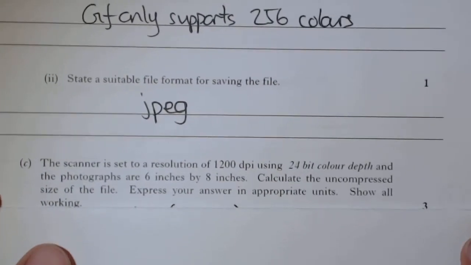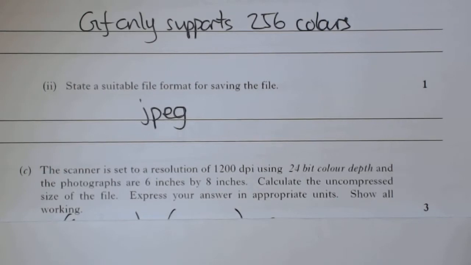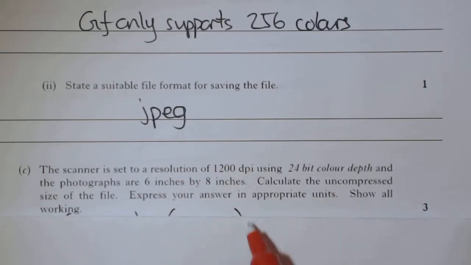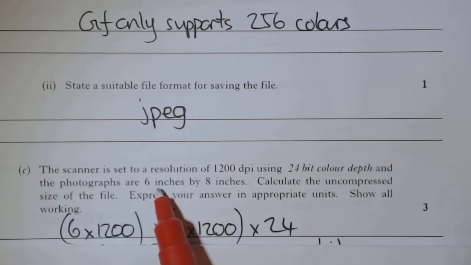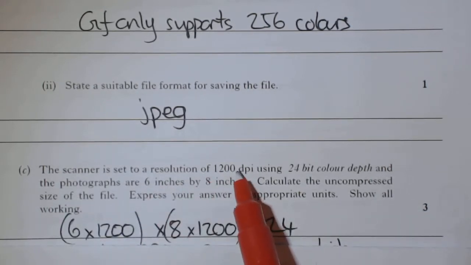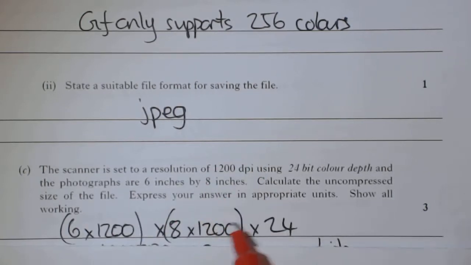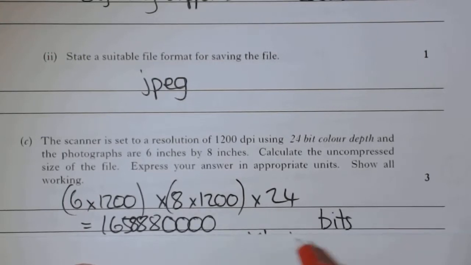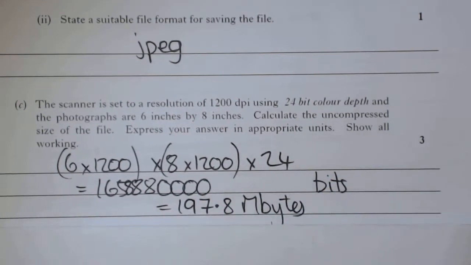And here's your typical question asking you to calculate the file size. So they're giving you inches, they're giving you resolution and the colour depth. So it's up to you to convert the inches into how many pixels across and how many pixels down. So you're just saying, well, that's 6 inches times 1200 dots per inch by 8 inches times 1200 dots per inch. So that's the length times the height, and then you just say times the colour depth. Your answer is in bits, but to get from bits to bytes, divide by 8. To get from bytes to kilobytes, divide by 1024. And then kilobytes to megabytes, divide by 1024. And your answer should look like this.